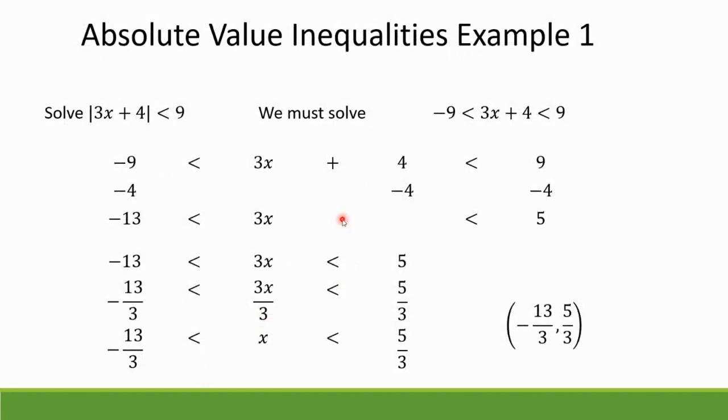Let's do another one. Now we can solve this, an absolute value inequality. So here we have the absolute value of 3x plus 4 less than 9. And remember, from an absolute value inequality, you actually get a compound inequality. That is, you're going to get 2 inequalities here, as you can see.